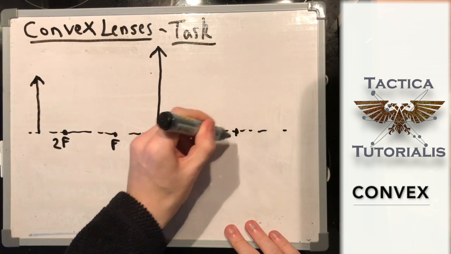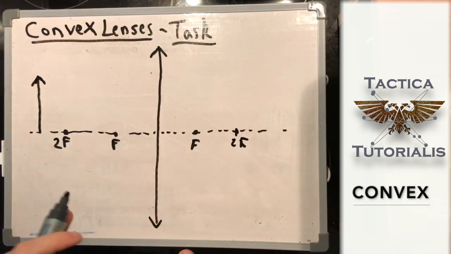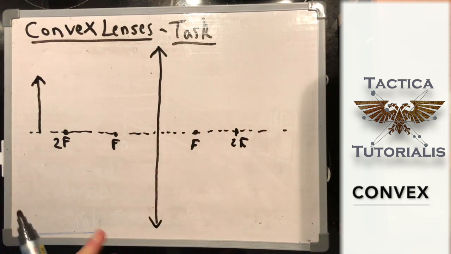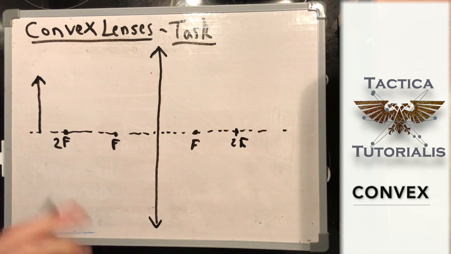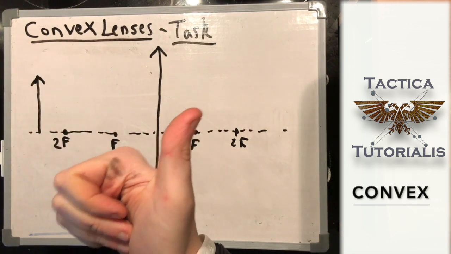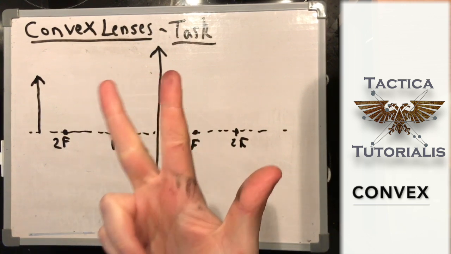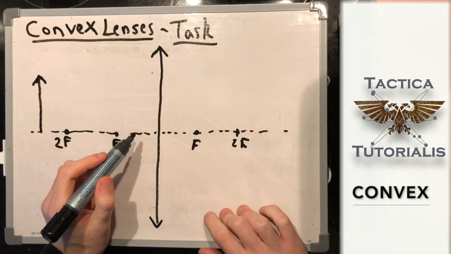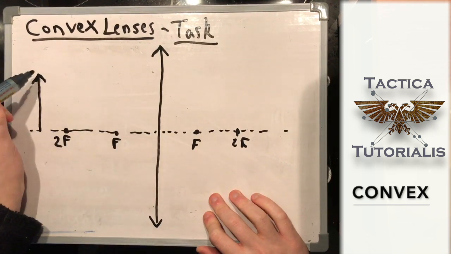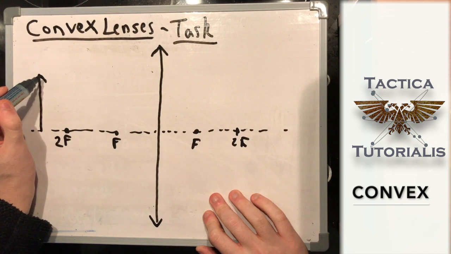In fact, I should just put a 2F over here. Let's go through the solution to the task that I set you. The task was, I have an arrow which is more than 2 focal lengths from the center of the lens, and I wanted you to draw the image created using the 2 rays and then describe the image using those 3 bullet points: magnified or diminished, real or virtual, and inverted or not. So let's have a look at the solution. This is normally where I get someone to come up and draw it for me, but I can't because you're all at the other side of the internet.